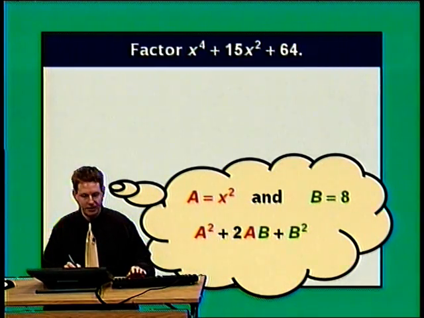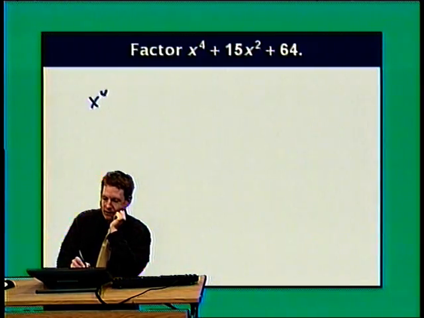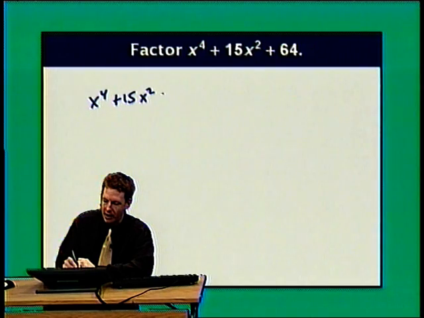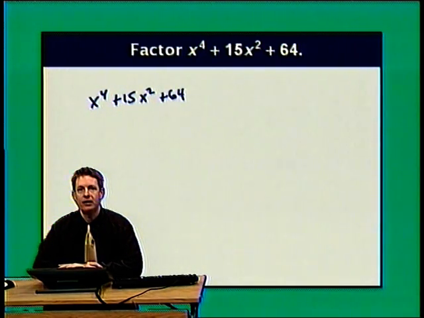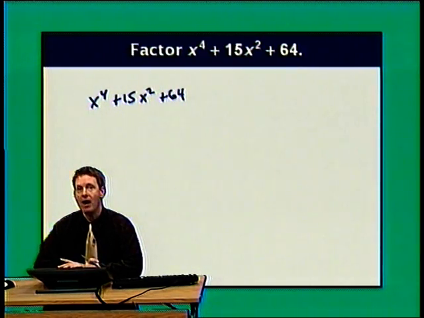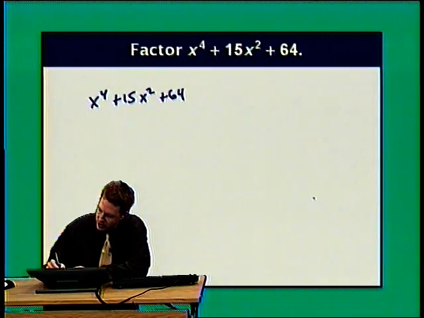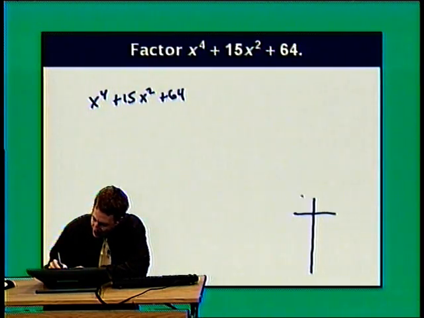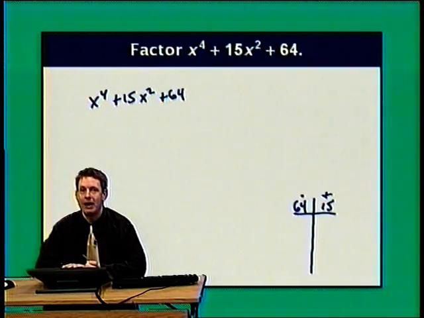Let's try another strategy. I think I'm going to go ahead and try some trial and error. I have x to the 4th plus 15x squared plus 64. I need to think of two integers that multiply to 64 and add to 15. I don't know about you, but no pair of numbers is coming to me that has that property. But before I give up, I need to be very methodical in my search. So let's look for a pair of integers that multiply to 64 and add to 15. Let's begin with 1.